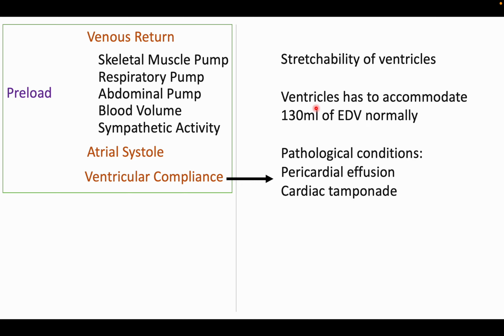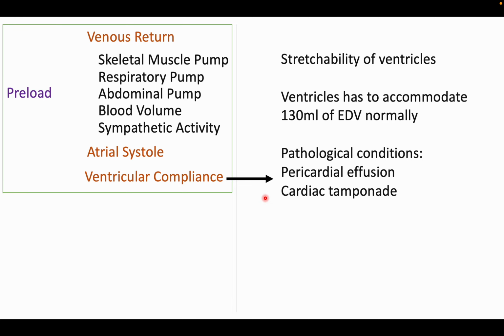The more the end diastolic volume is, according to Frank Starling's law, the more the muscle stretch, and the more effective its contraction will be. In some pathological conditions this stretchability is decreased, like in pericardial effusion or cardiac tamponade, where the muscle cannot stretch more. So end diastolic volume cannot go to higher values, and at that time the cardiac output can also be decreased.